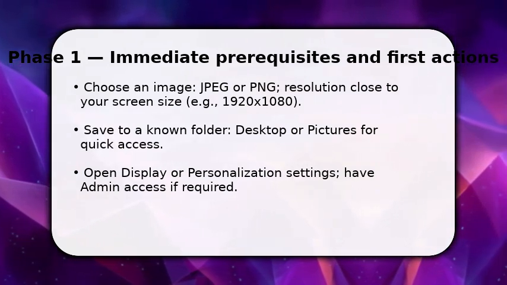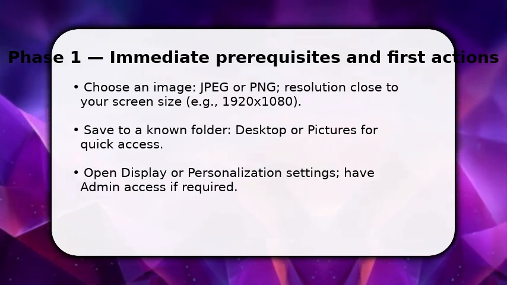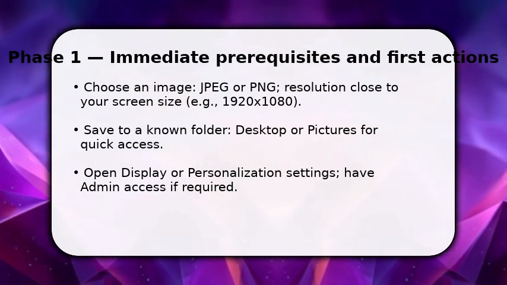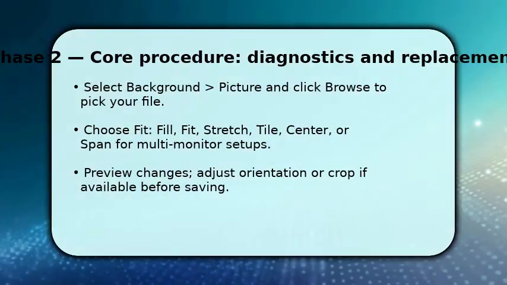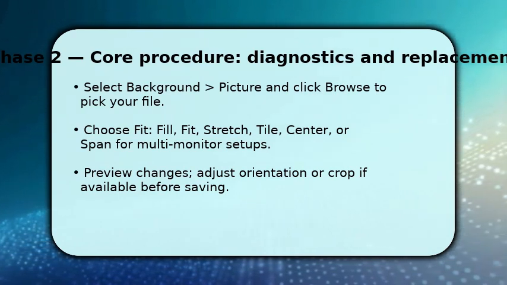On Mac OS, go to System Settings. Make sure you have access to the folder with the image. Now, proceed to select the wallpaper option so you can assign that file directly. You now select Background and choose Picture, then click Browse to pick the saved file.